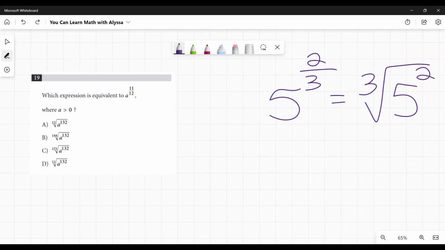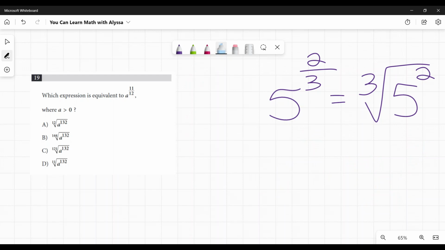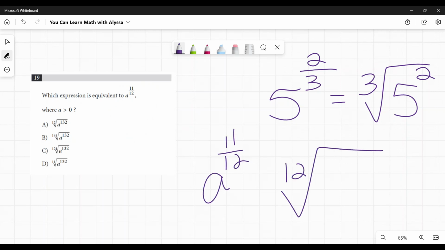It doesn't matter what numbers they are. It could be 10 to the power of 15 over 72. That would be the 72nd root of 10 to the power of 15. That's what they want you to know. That's the starting point. So let's look at this. a to the power of 11/12 would be equivalent to, my 12 becomes my root, and the 11 becomes the power. And I go, okay, the 12th root of a to the 11th. I've got my answer. Oh my goodness, what's going on?